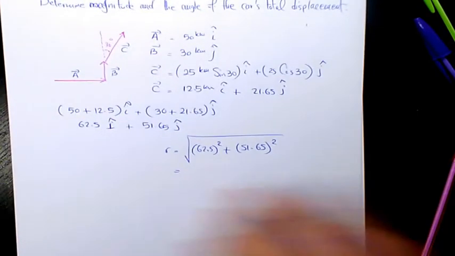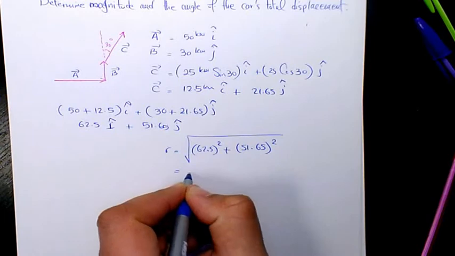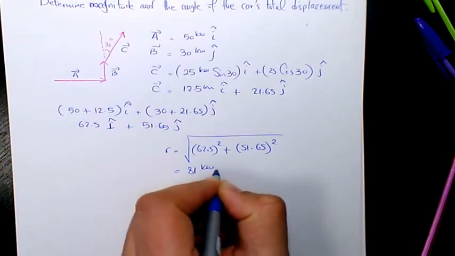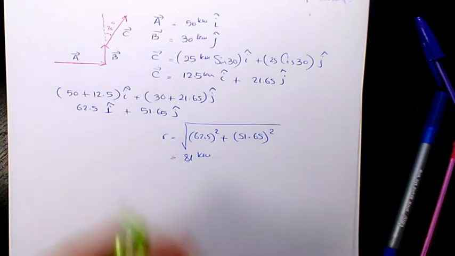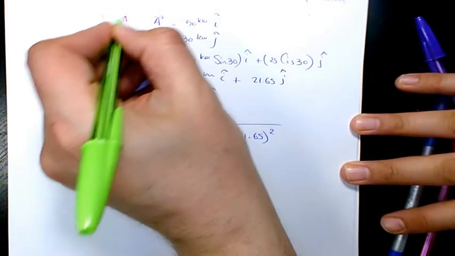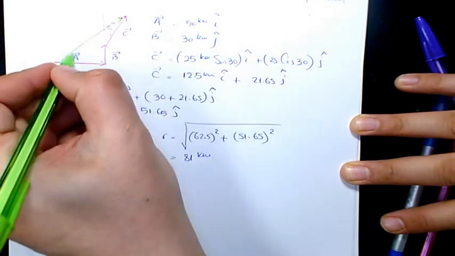And now we can calculate it. It's going to be roughly around 81 kilometers. So the resultant is going to be something like this. We need to find out the theta in here as well.